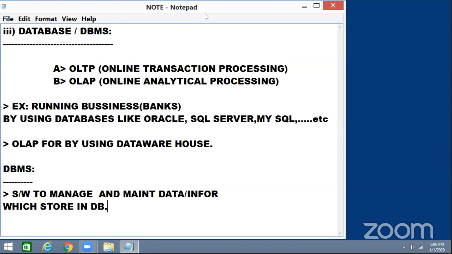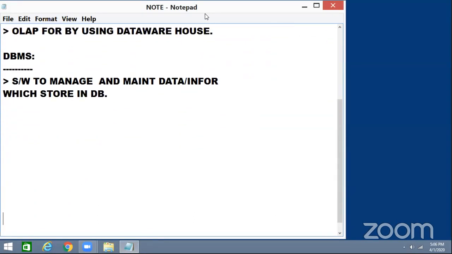For that management and maintenance purpose, we need one software, and that software is called what? DBMS. Okay, now take the definition for this.